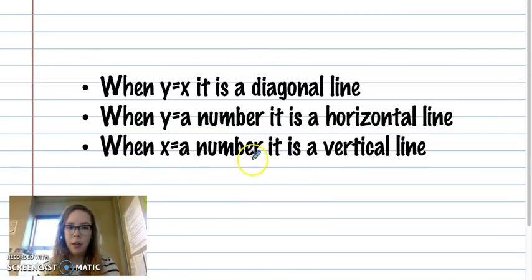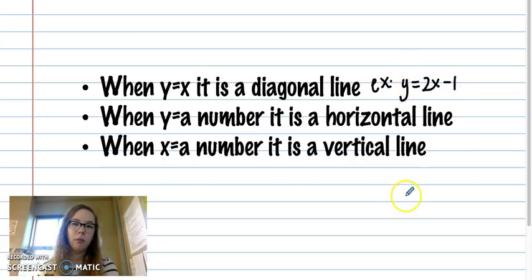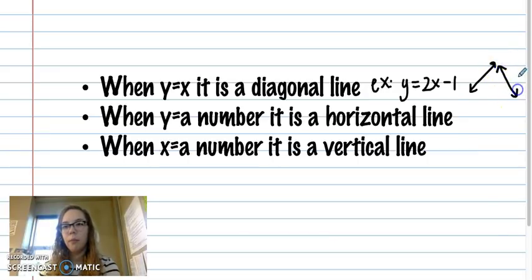Okay, last slide, I would like you to write down these 3 bullets. When you have y equals x or any form of that, so it could be anything we saw from yesterday, like y equals 2x minus 1 even, these are always diagonal. They could be going up and to the right or down and to the right, but they are diagonals. If you have y equal to a number, any number, that is a horizontal line. And if you have x equal to a number, any number at all, it is a vertical line.